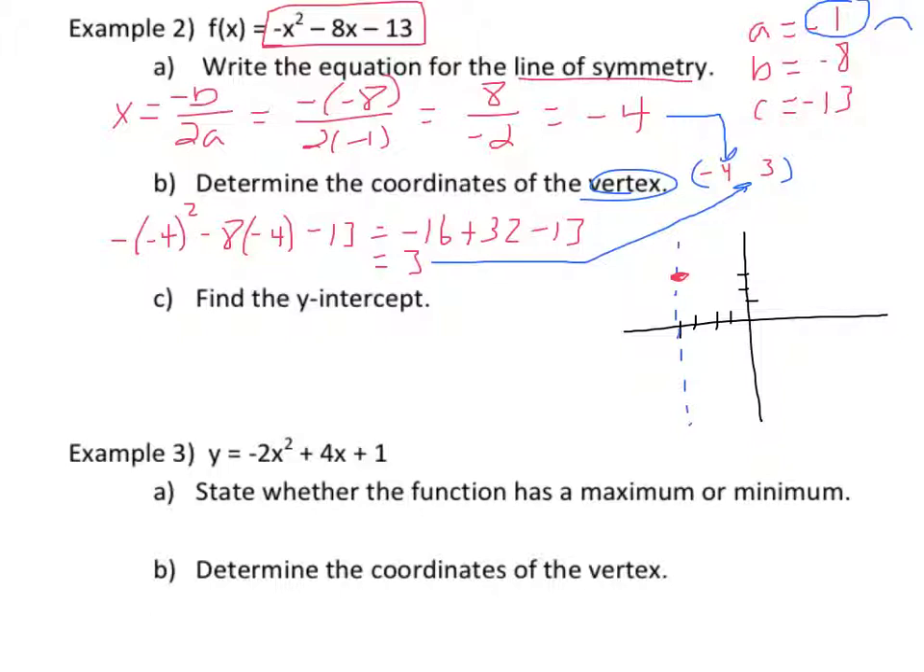Next question is find the y-intercept. If you remember, the y-intercept means x is equal to 0. So if we go back to our function and plug 0 in for x, we get zeros across the board except for the constant. So the y-intercept is -13. Now this graph will be small, but the y-intercept would be right there.